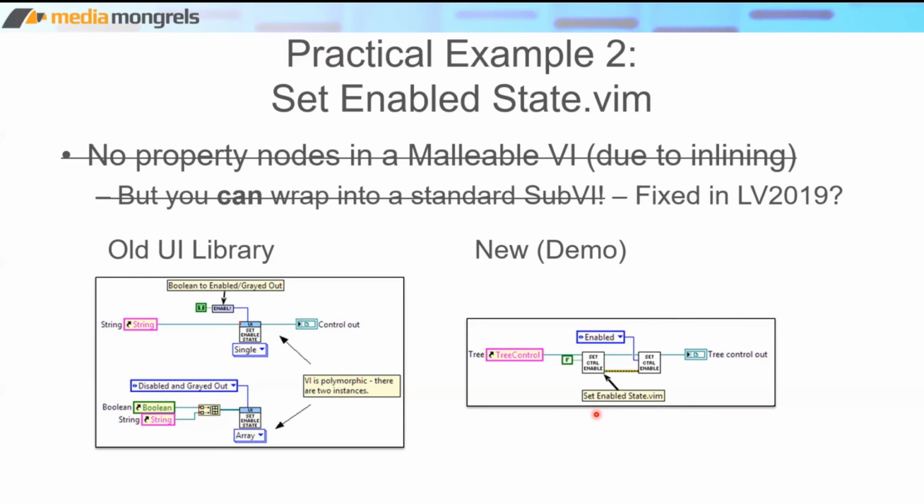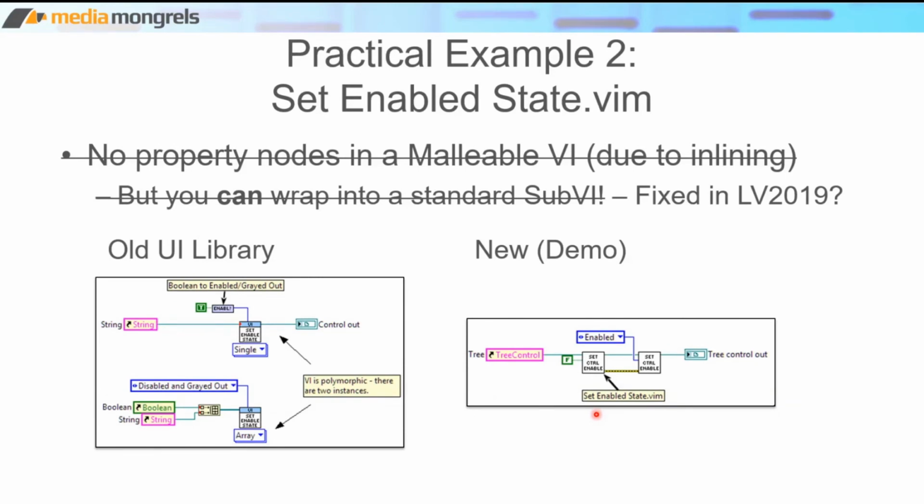In older versions, like 2017 and 2018, you'd have to wrap the property node part into a separate sub VI, which wasn't inlined, and then you could do it that way. But now you can put property nodes in there, so you can do a lot more UI and class stuff inside Malleable VIs in 2019.